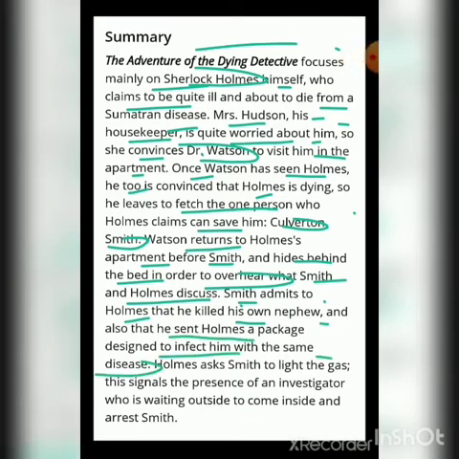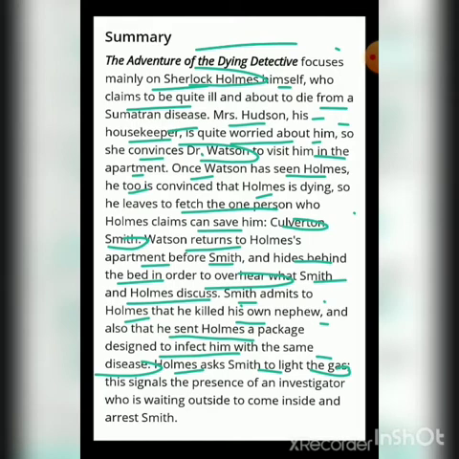So who has sent the package to Holmes' house? Smith. Smith is a villain and he has killed his nephew as well. He has also sent that infected package to Holmes' house so that Holmes could also get infected by him and die as well, right? So Holmes asks Smith to light the gas. Now Holmes is a very intelligent detective, and he asked Smith to light up the gas.